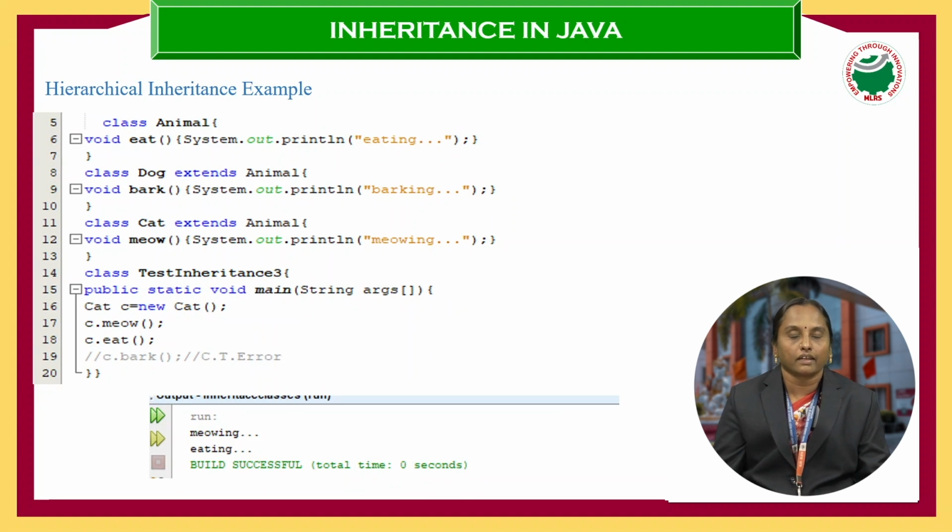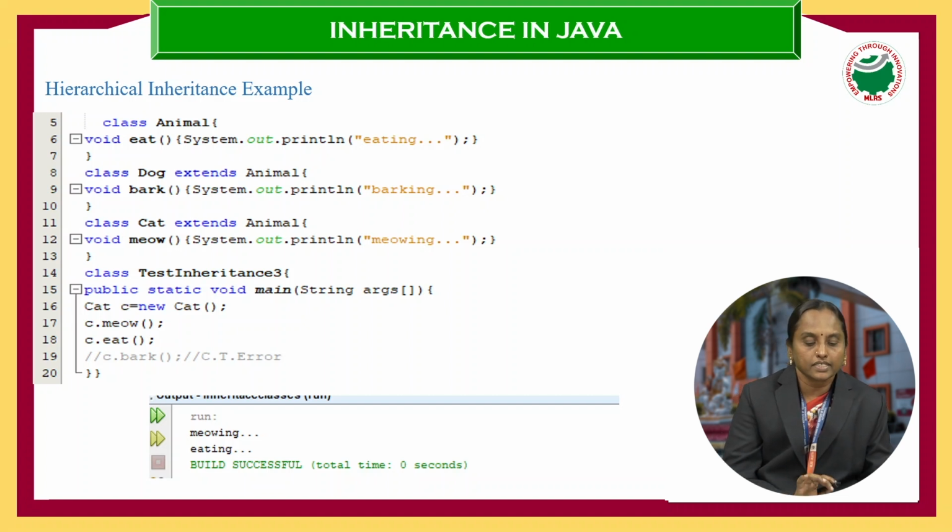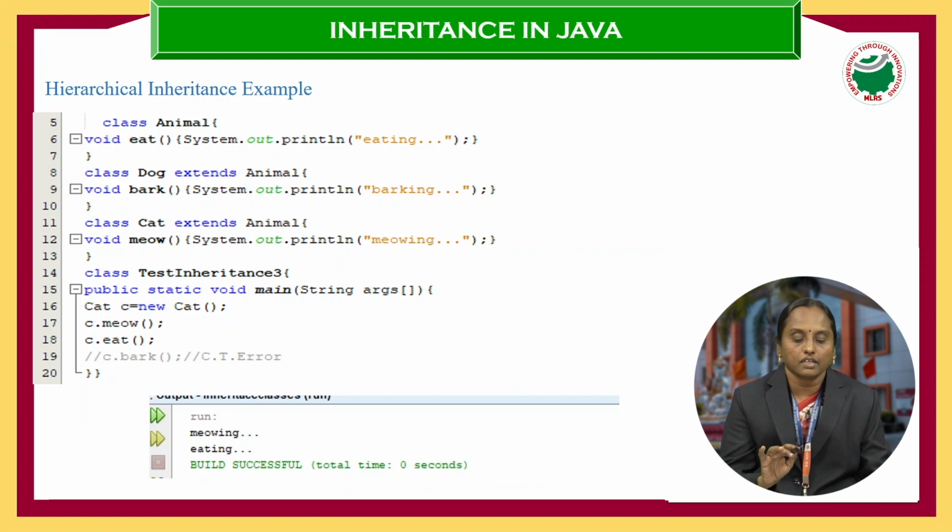Next concept is hierarchical inheritance. In hierarchical inheritance, we can derive any number of classes from one base class. For example, in this example we create the animal class first. In animal class, we have one method, that is the eat method. Next, we create another class, class Dog extends Animal. So dog is the subclass here, animal is the superclass. In dog class, one of the user-defined methods is the bark method. We display the message barking.